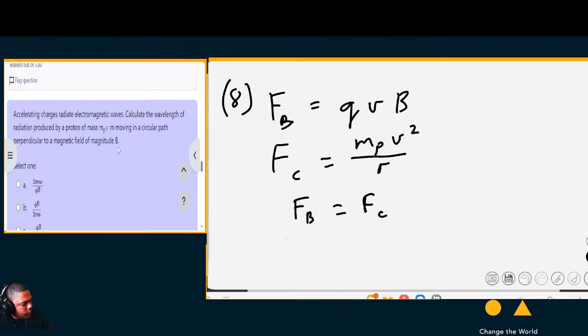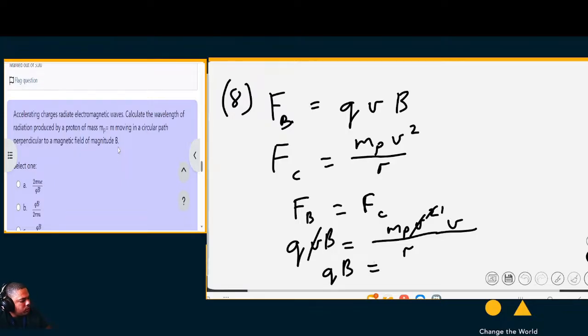Now, Fb is q times the velocity times the magnetic field, qvB, and Fc is equal to m_p v squared over r. Now you can remove one v, so there's still one v left. So you are now left with qB, the charge on the proton multiplied by the magnetic field, is equal to the mass times the velocity over r.